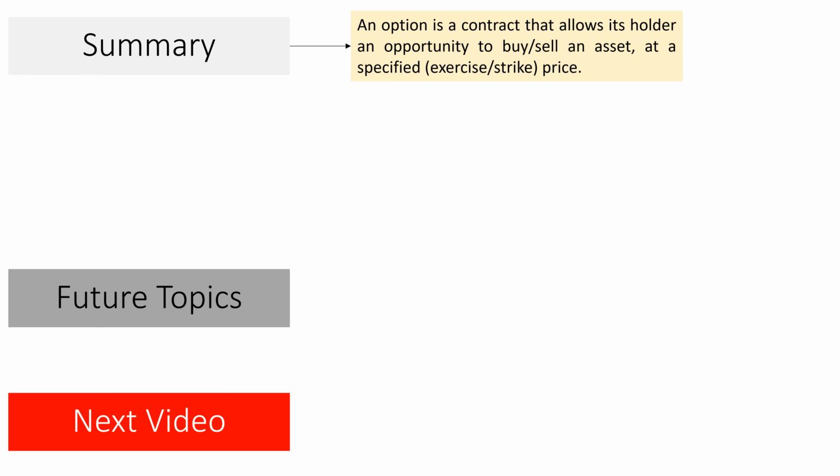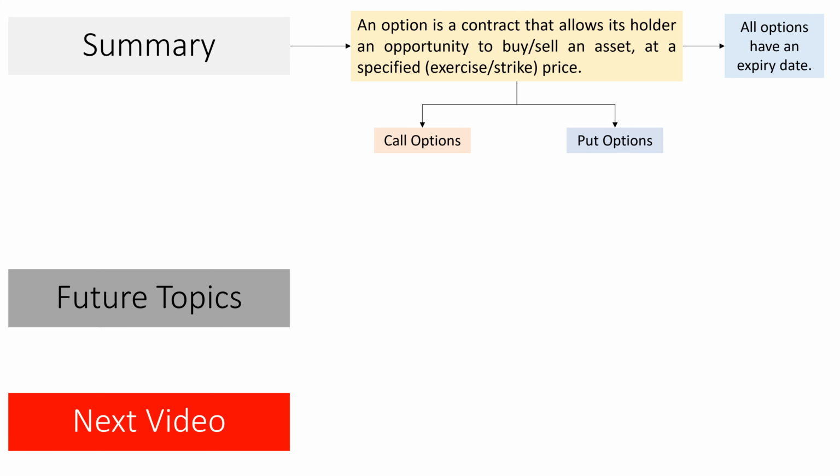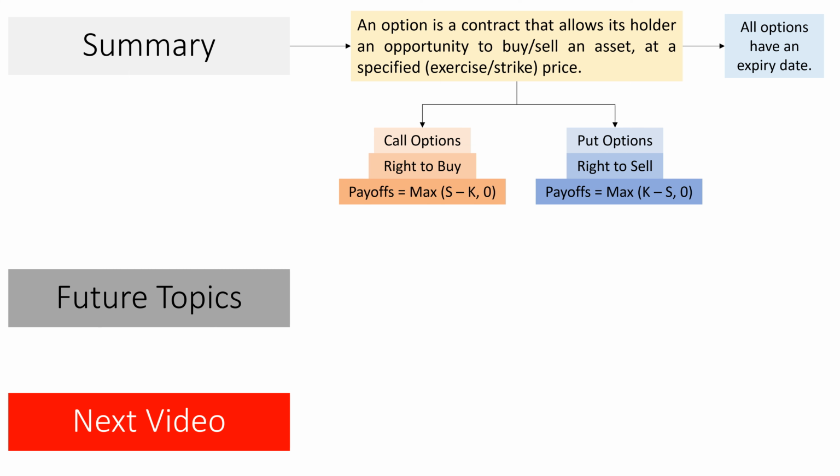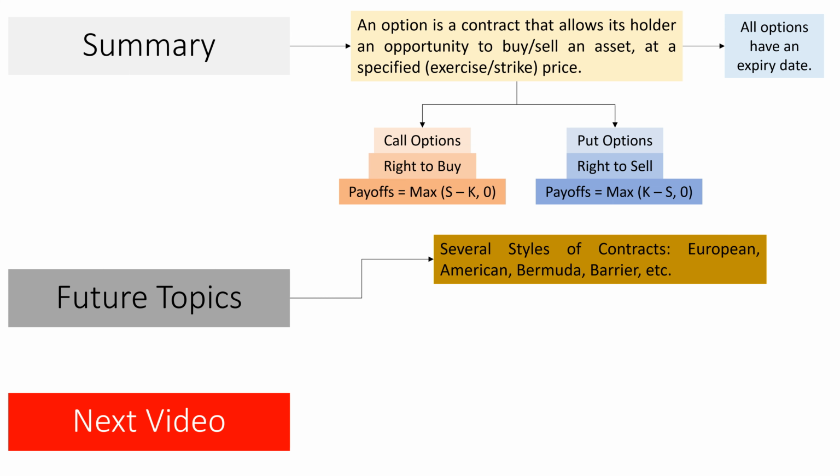Now, just to summarize, we know that an option is a contract that allows its holder an opportunity to buy or sell an asset at a specific price, known as the exercise or strike price. All options have an expiry date. There are two types of options, the call option and the put option. Call options provide investors the right to buy, and put options provide investors the right to sell. The payoffs are for a call option max of S minus K comma 0, whereas that for put options is max of K minus S or 0.